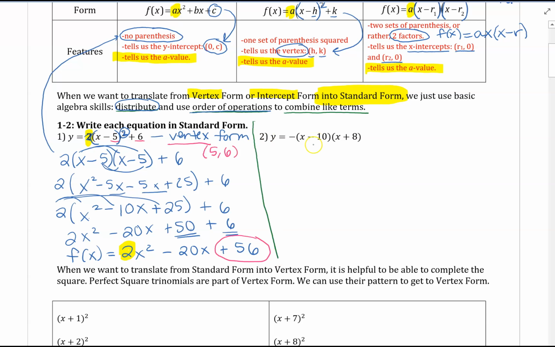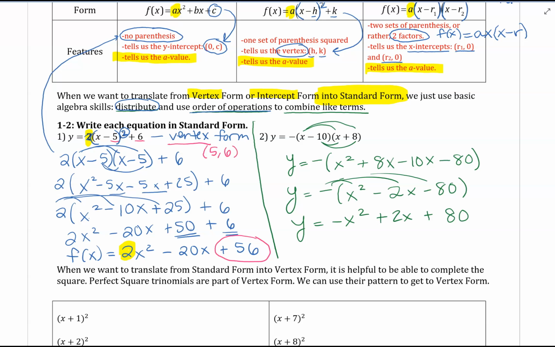Basically, all you'll have to do is FOIL these out and distribute the negative. Try that and then check your answer. Okay, so upon FOILing and distributing, I end up with the same a value of -1 that we had originally in the intercept form. And then I get negative x squared plus 2x plus 80. So I notice I have a y-intercept of 80 once I get this in standard form.